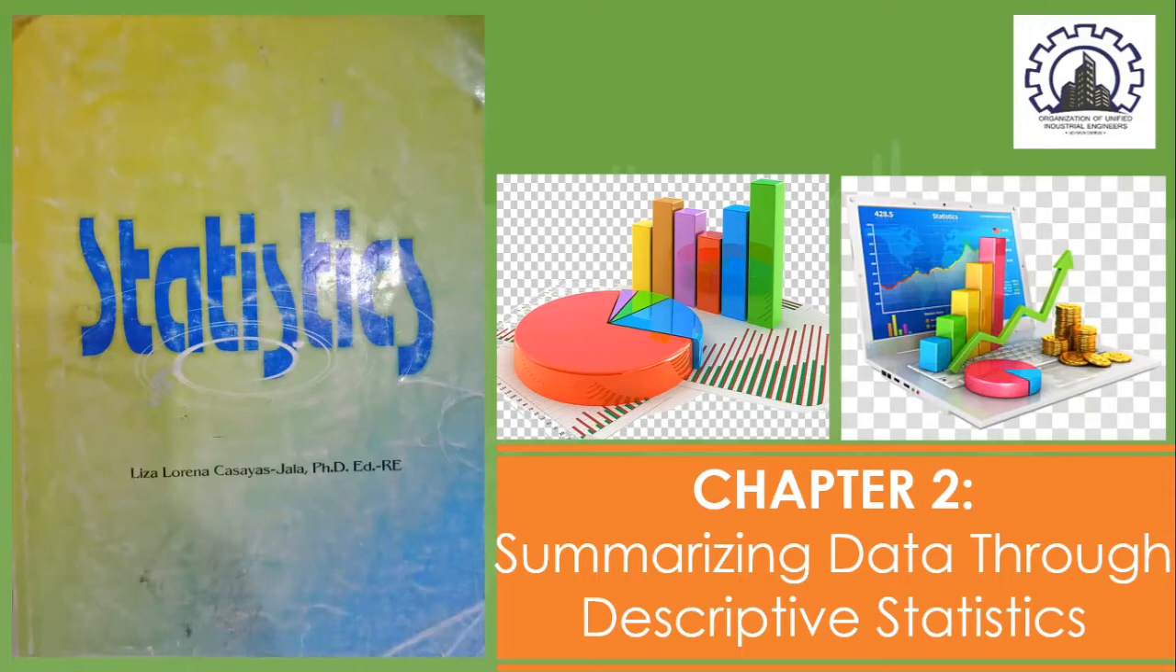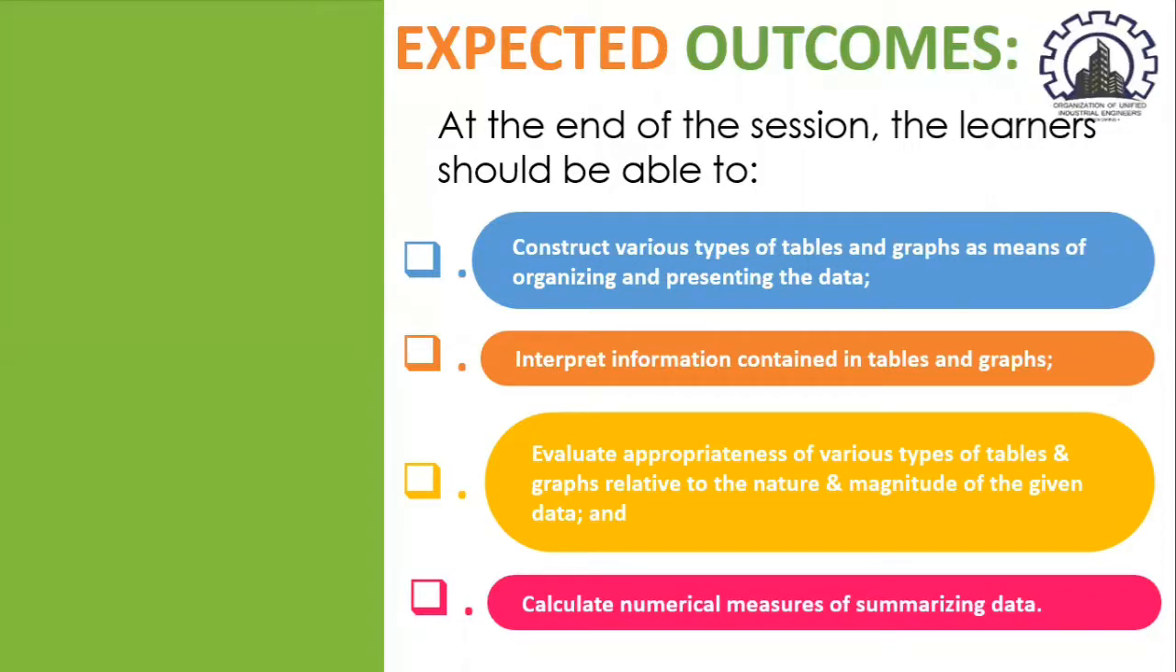And today we will discuss Chapter 2. Chapter 2 is all about summarizing data through descriptive statistics. In today's lesson, at the end of the session, the learner should be able to construct various types of tables and graphs as means of organizing and presenting the data. Second, they should be able to interpret information contained in tables and graphs.